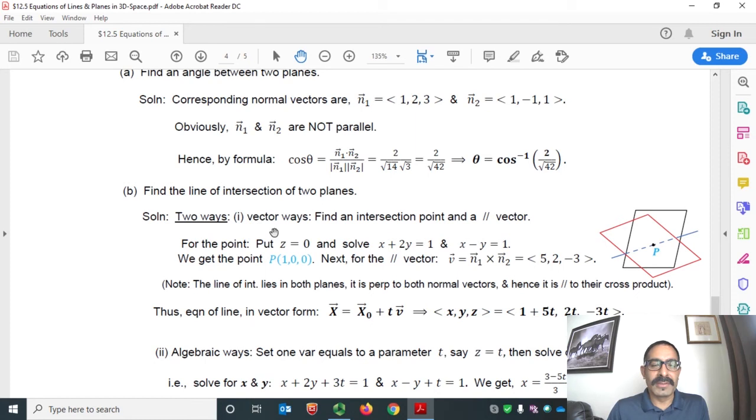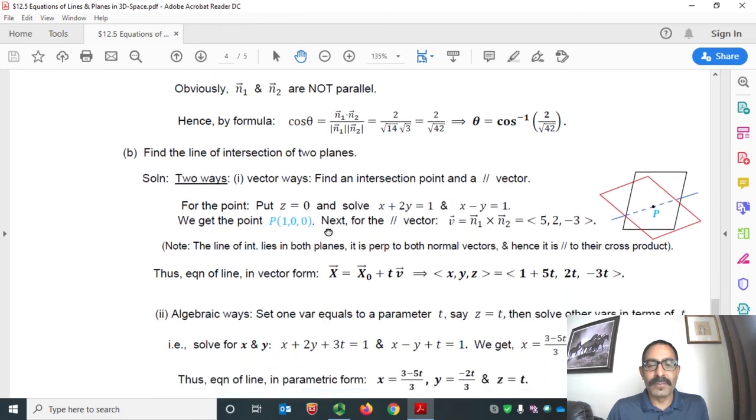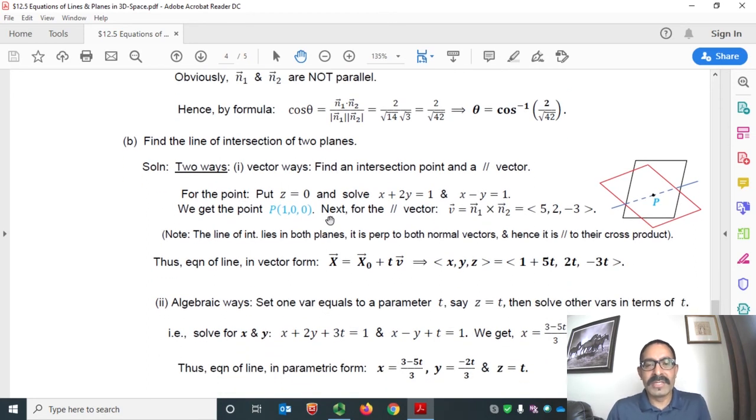There are two ways. Let's say one is the vector way. We find an intersecting point and a parallel vector. So first, for the point, put z equals 0 and solve these two equations of the plane. This gives a point, whose coordinates are 1, 0, 0.